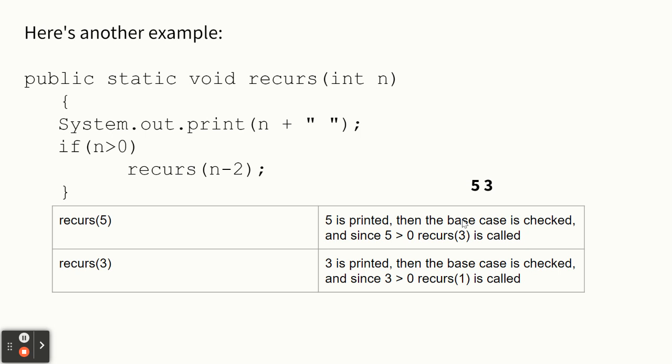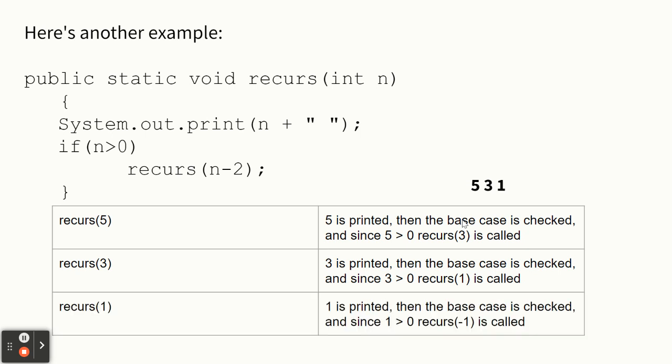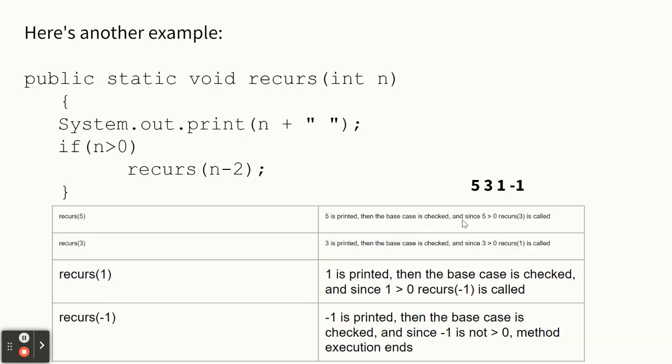So then we print a 3. Then we call it with a 1. Then we print the 1, and 1 is greater than 0, so we call it with a negative 1. It prints the negative 1. And then finally, n is not greater than 0, so it doesn't call itself anymore, and it's over. I made these lines small because it wouldn't fit otherwise. Questions?